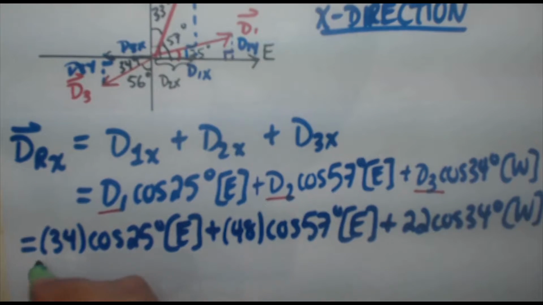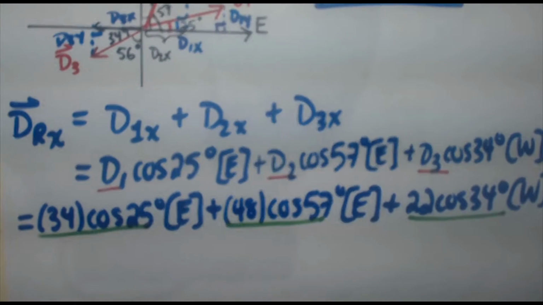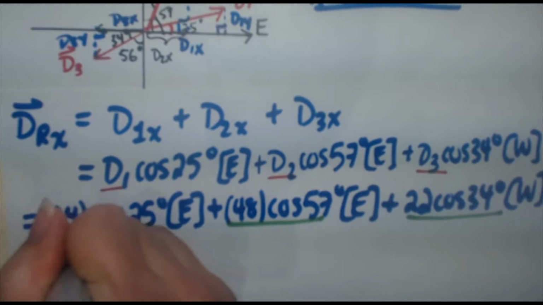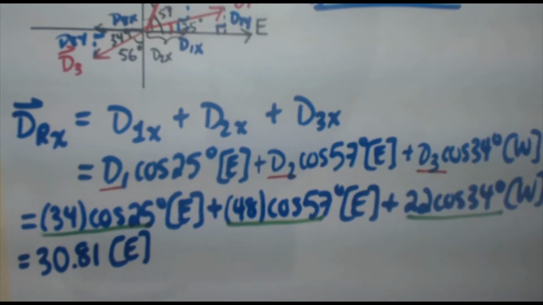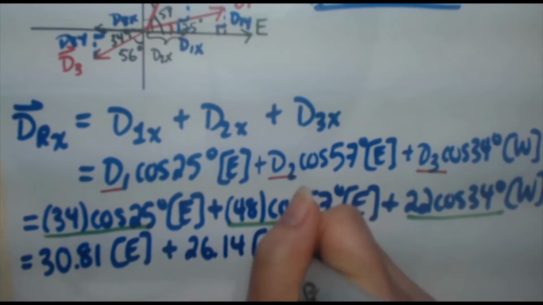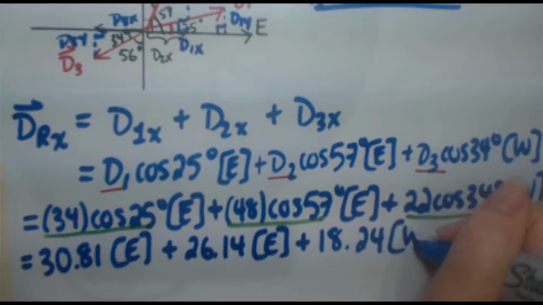Okay, so at this point, you have to just look at this and realize, you know what? This 34 cosine 25, or 48 cosine 57, or 22 cosine 34, that's just a number. Those are just numbers. So we're going to get a number east, plus a number east, plus a number west. When you plug 34 cosine of 25 into your calculator, you should be getting 30.81. If you're not getting that, make sure your calculator is in degrees and not radians. I know I make that mistake all the time. Okay, so 30.81 east plus 26.14 east plus 18.24 west.